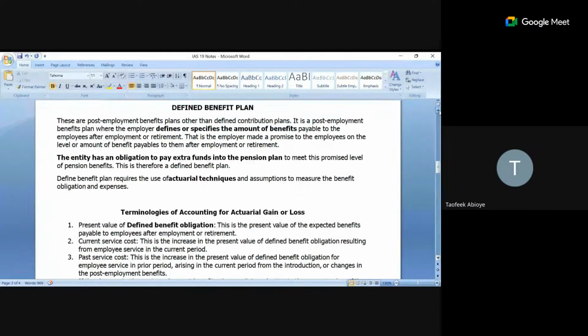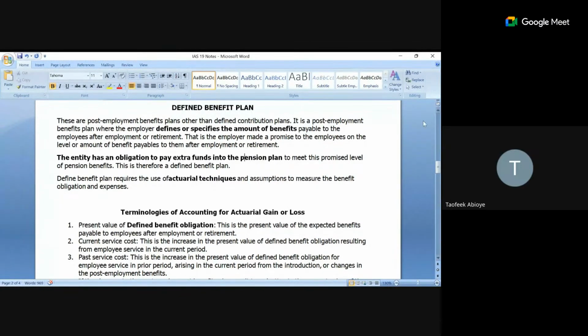So when we are talking about defined contribution plan, there is no calculation. Please, let's take note. When there is a question on defined contribution plan, there is no calculation. All you need to do is accounting entries. You just pass accounting entries. You debit your expense and you credit your liability if you have not paid. But if you have paid that money, you debit your expense and you credit your bank because you have paid.